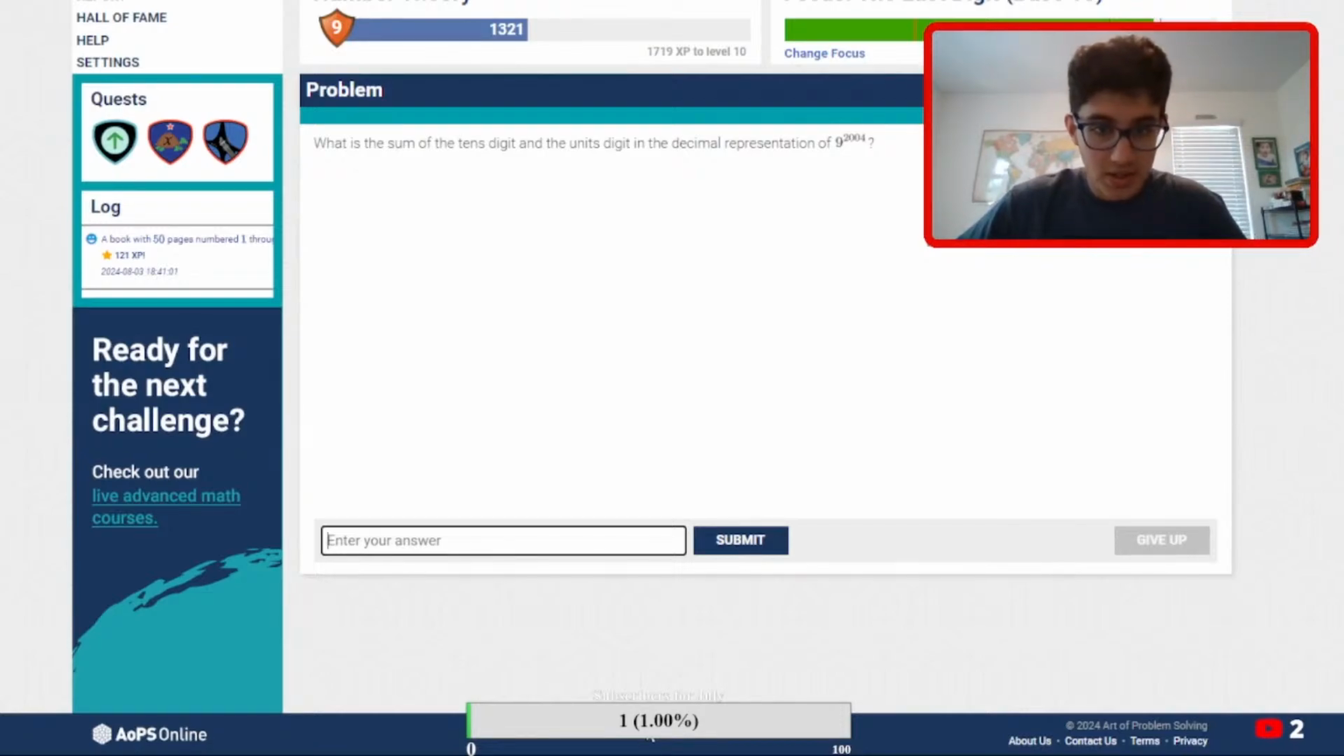What is the sum of the tens digit and the units digit in the decimal expansion? Okay, this is a bit harder. How do you find the tens digit? There's a way for it, but I don't know. So first of all, the units digit. Well, no, wait, we don't really care. We just want the tens digit. Tens digit, right?